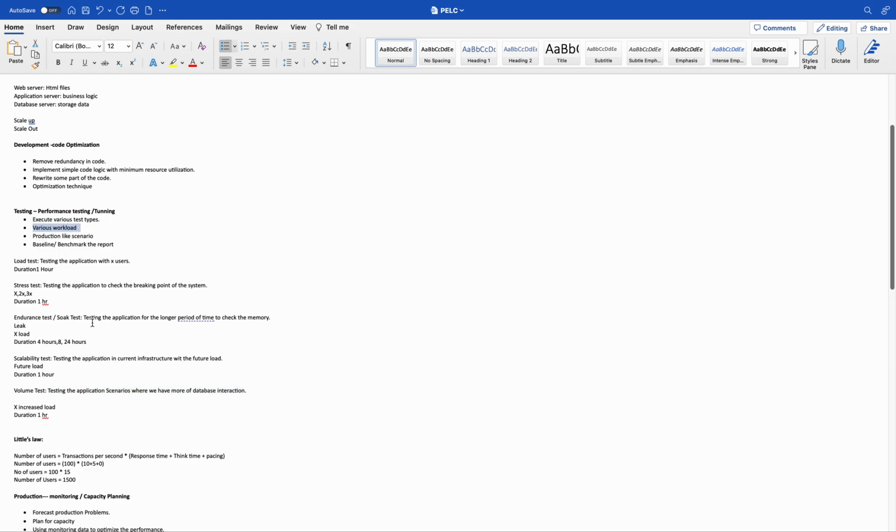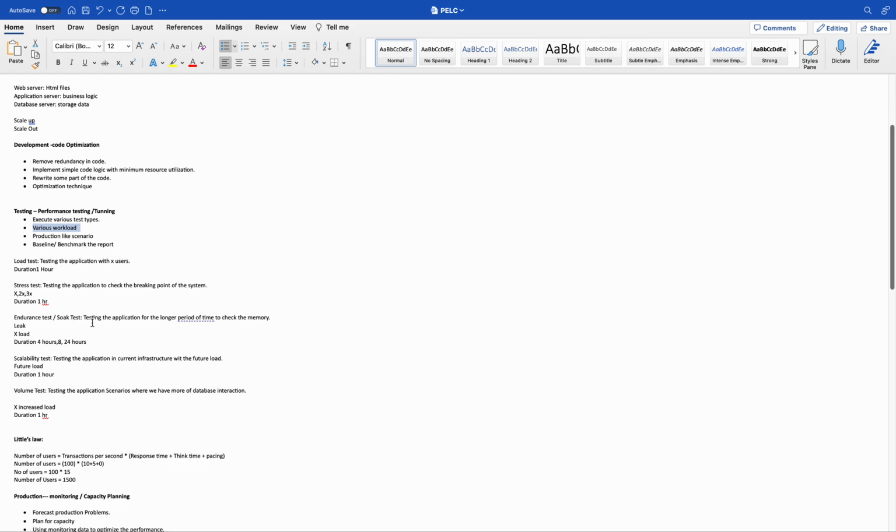So a workload diagram is nothing but we need to get data from the production environment and prepare a workload diagram so that we can replicate the same load, a similar kind of load, in our current environment, which is similar to the production-like environment.